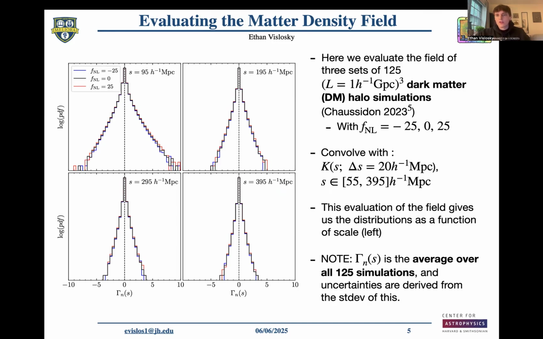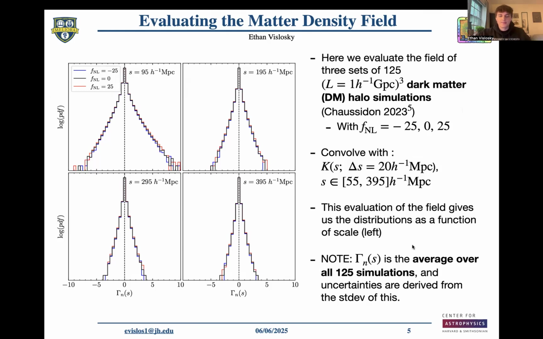So we evaluate the field on three sets of 125 one-cubic-gigaparsec dark matter halo boxes. These simulations were generated by Chosedon in 2023. And these three sets include FNL equals negative 25, 0, and 25 initial PNG conditions. So we can compare these three catalogs to each other to get a feel for the scale-dependent bias as a function of FNL.